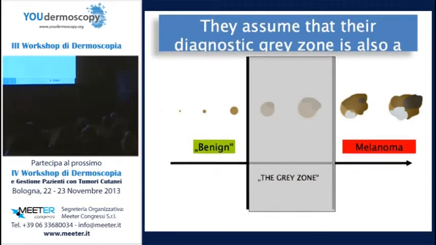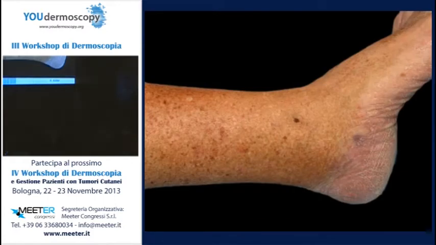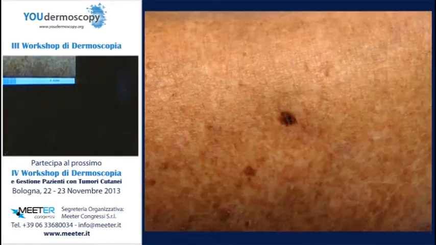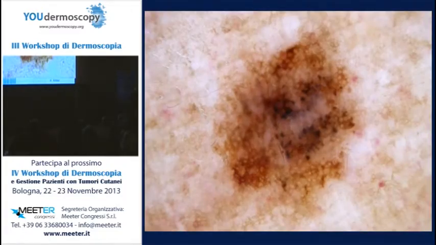biologic gray zone. Why? Because I show you now the clinical image of this lesion. This is the clinical image of this lesion. This is the close-up of this lesion. And this is dermatoscopy of this lesion. What's your diagnosis? Melanoma. Are you sure? Yes. And I'm also sure that this lesion histopathologically is a melanoma, although it was diagnosed as severely dysplastic nevus.